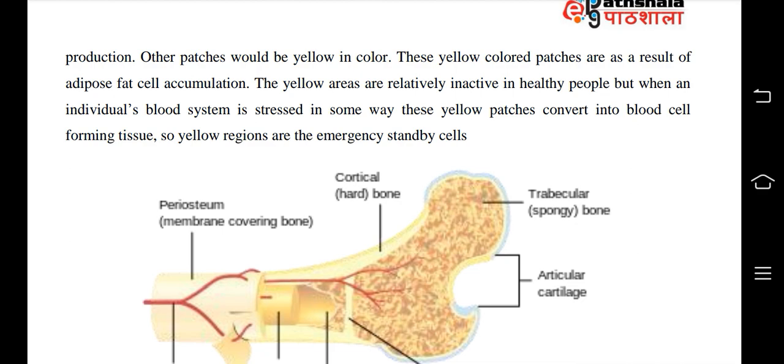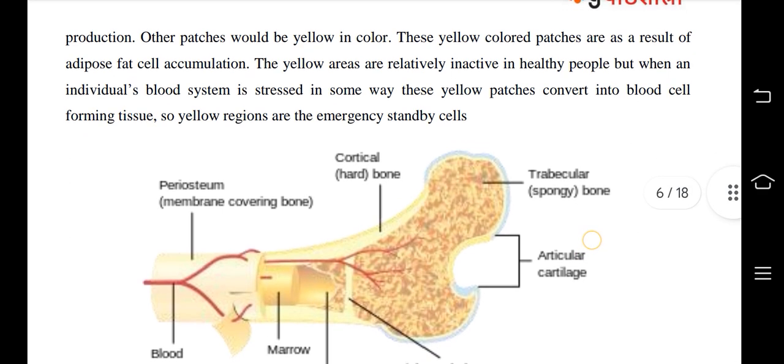The yellow areas are relatively inactive in healthy people, but when an individual's blood system is stressed in some way, these yellow patches convert into blood cell forming tissue. So yellow regions are the emergency standby cells.